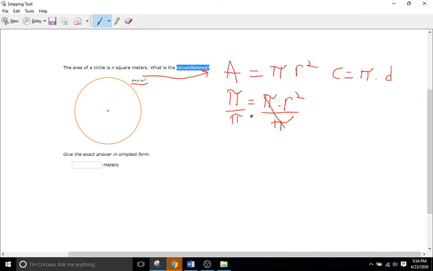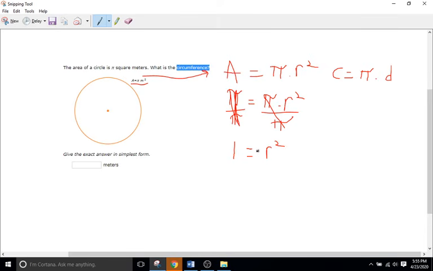So the pi's cancel out. And when the pi's cancel out in general, remember they do not cancel out to 0. That's if we're doing subtraction. We're doing division here. So pi divided by pi cancels out to 1, right? Because pi times 1 is just pi if we were to work backwards. So we have 1 equals 1 times r squared, or just r squared.